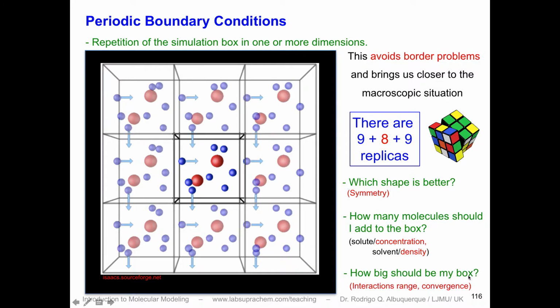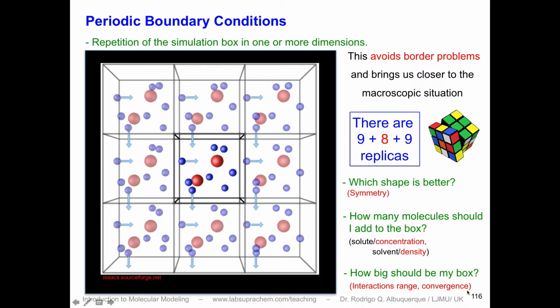And how big should my box be? This actually depends on the interaction range. For instance, if you have only van der Waals interaction, van der Waals interactions are short-ranged, while electrostatic interactions are long-ranged. So this would say if your box should be a little bit larger, to take into account these long-range interactions, but there are also other methods to treat this, as I will show later. Or if this box should be slightly smaller. But this also depends on the convergence.